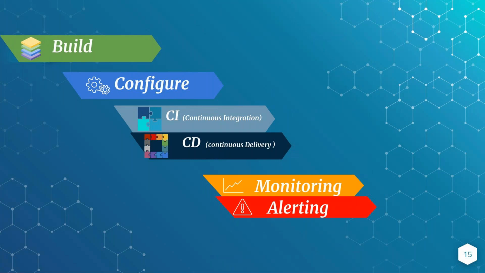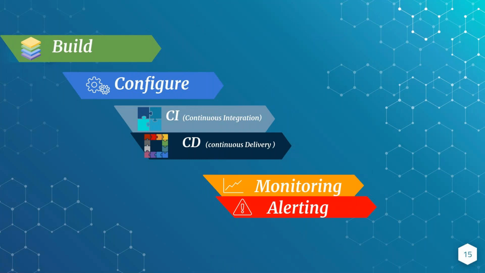You go and troubleshoot. At a very high level, these are the various levels you have. You have the building process, you have configuration, you have CI and CD, continuous integration and continuous delivery, and you have monitoring and you have alerting.